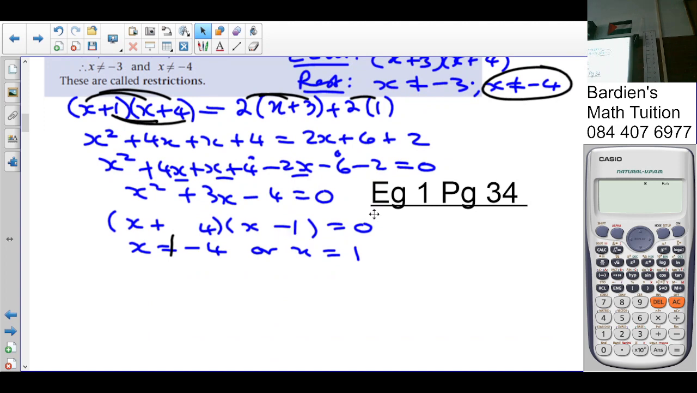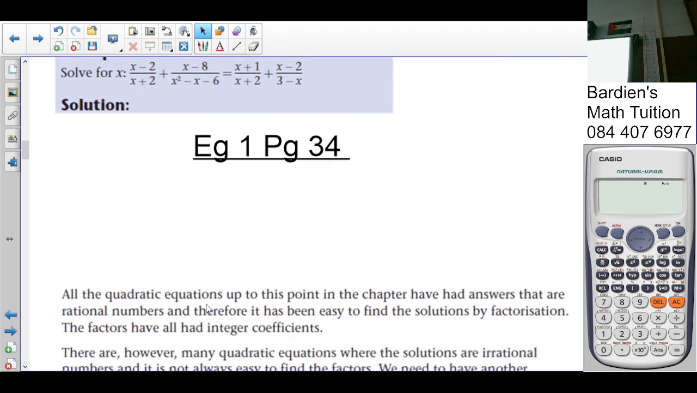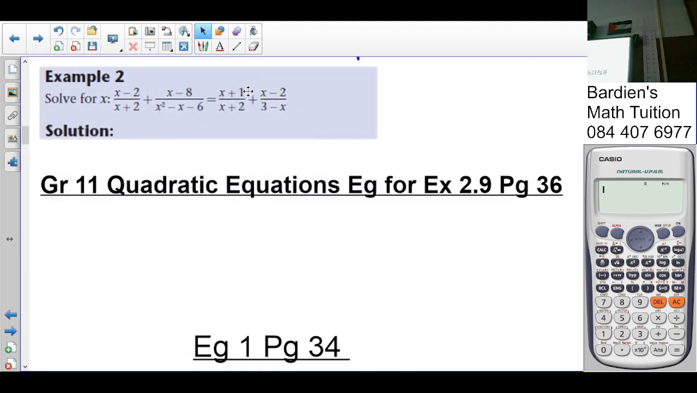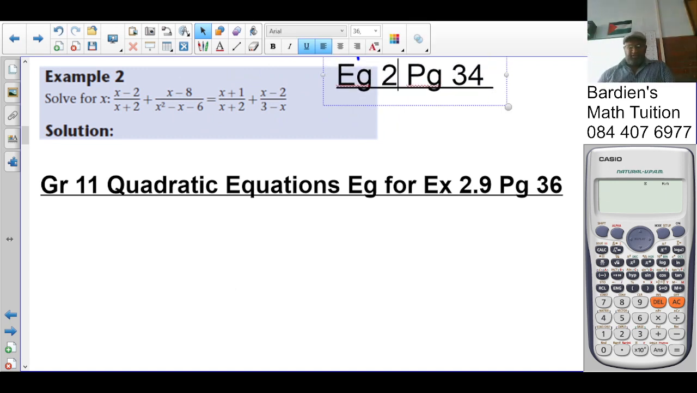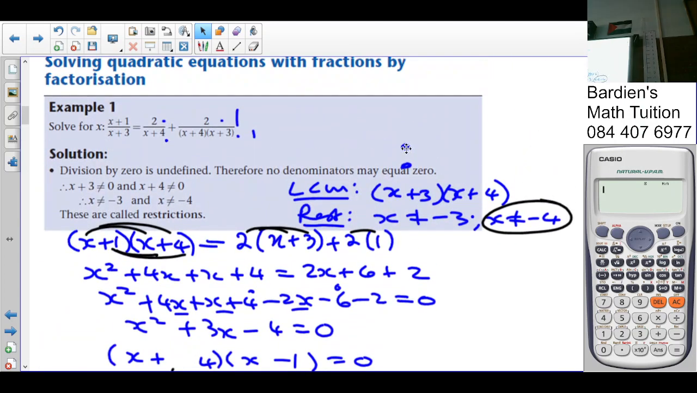Okay. So let's look at the next one. In example 2, and example 2 is on page 35. Example 2 is on page 35. Okay. So just coming back here, the first step is to find the LCM.